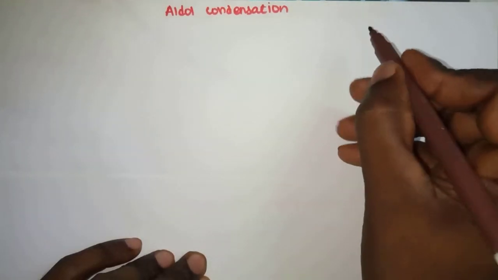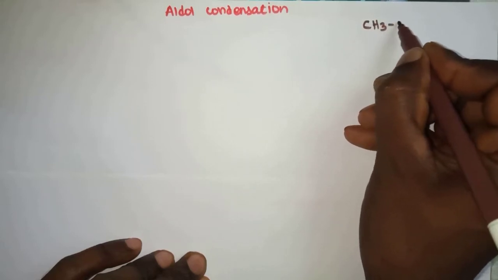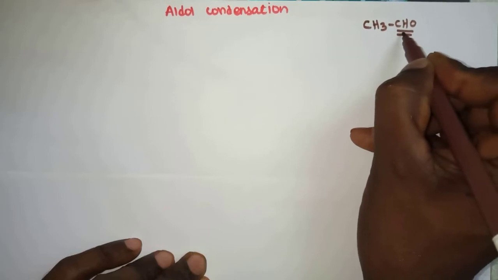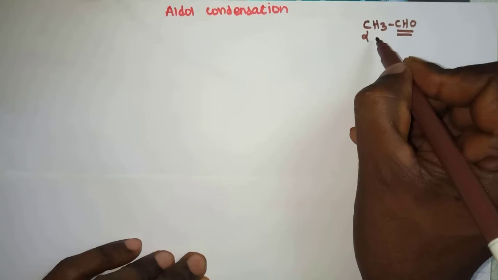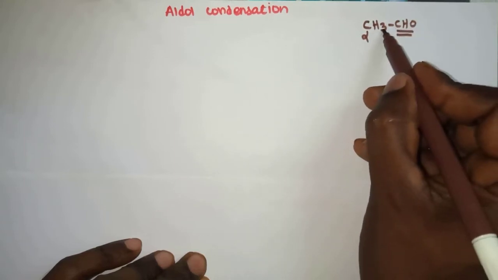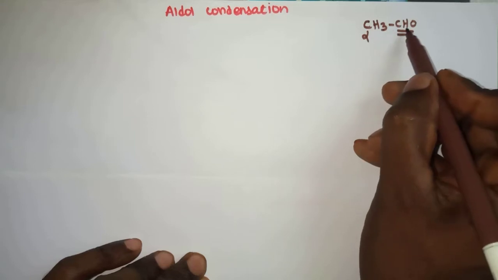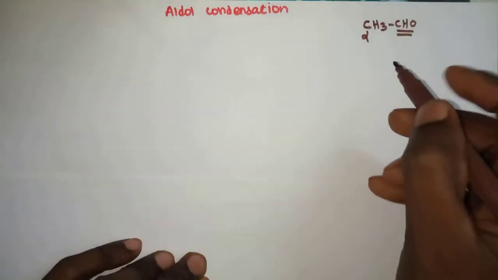Aldol condensation. The carbon attached to the functional group is called the alpha carbon. One example for an aldehyde is acetaldehyde, CH3CHO. CHO is the functional group. The carbon attached to the functional group is called the alpha carbon. This is the alpha carbon, and the hydrogen atom attached to the alpha carbon is called the alpha hydrogen. So acetaldehyde has alpha hydrogen, so acetaldehyde undergoes aldol condensation.